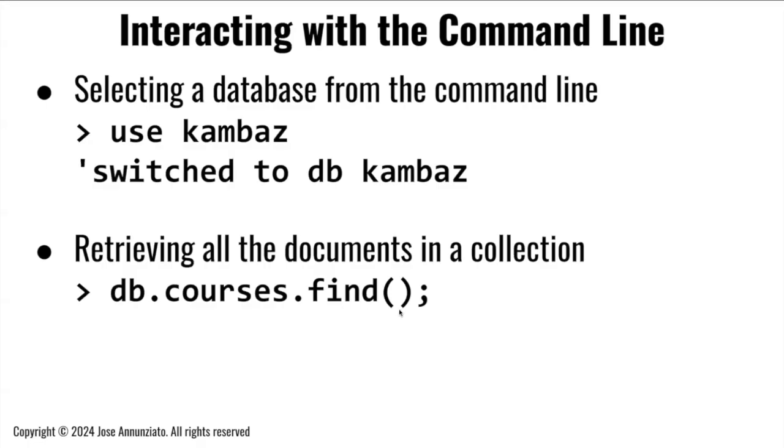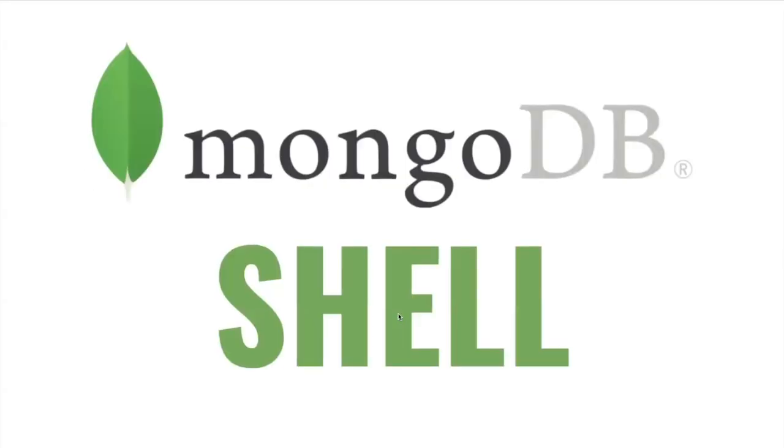Dot find is the equivalent of the select statement, right, in a relational database. And the parentheses in here allow you to configure what to find. If you don't provide any arguments to the find, this is equivalent to doing select star, right? Select everything, select star from courses. And what you would expect is all the records in courses. Here you would get all the documents in the courses collection.